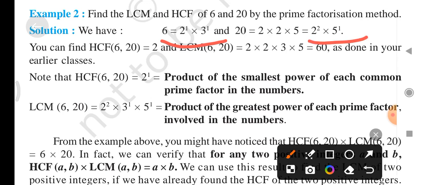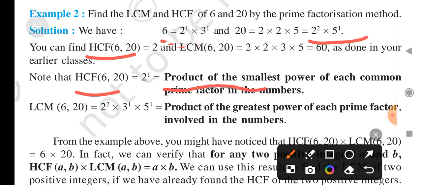You can find HCF of 6 comma 20 and LCM of 6 comma 20 is equal to 2 into 2 into 3 into 5 is equal to 60, as shown down in your early classes. Note that HCF of 6 comma 20 is equal to 2 to the power 1.